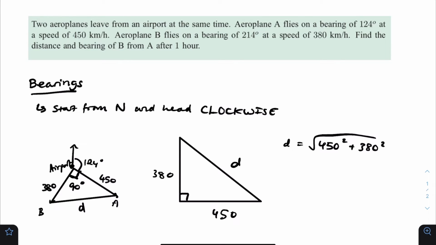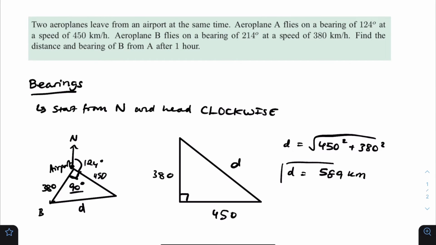450 squared plus 380 squared is 346,900. And then if you raise this to the power of half, you get D is equal to 589 kilometers approximately. But now comes the most interesting part. Now we can actually find the bearing. So what we're going to do is first identify what they're asking us.